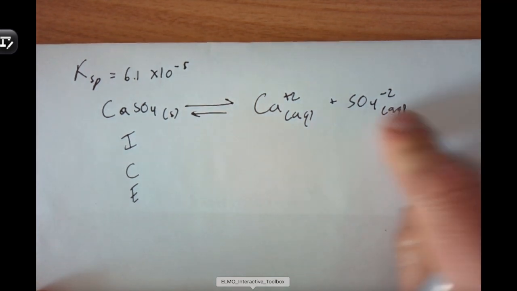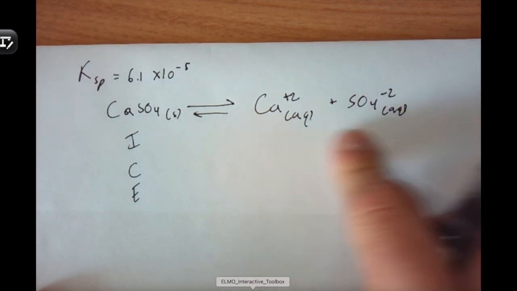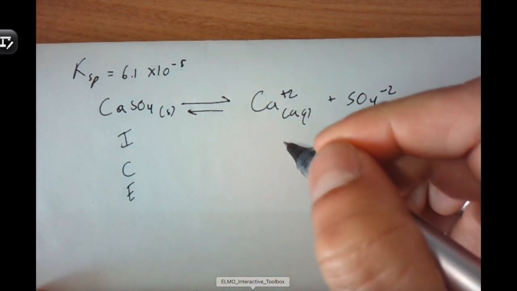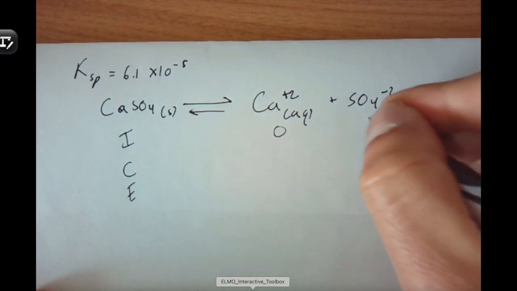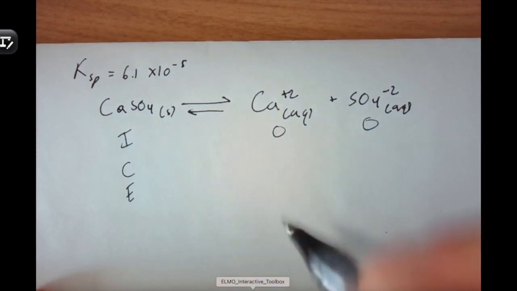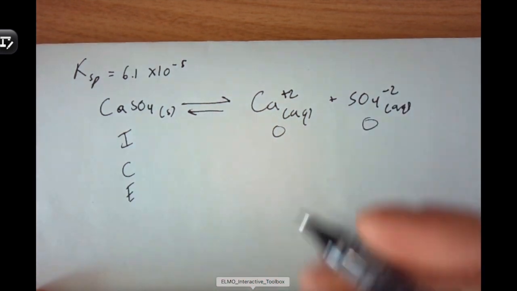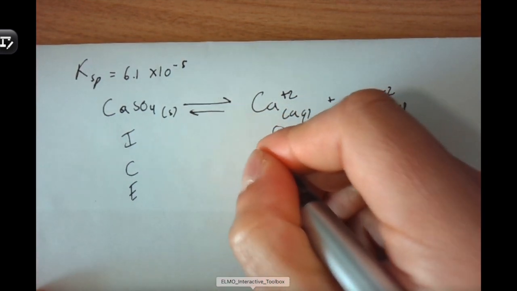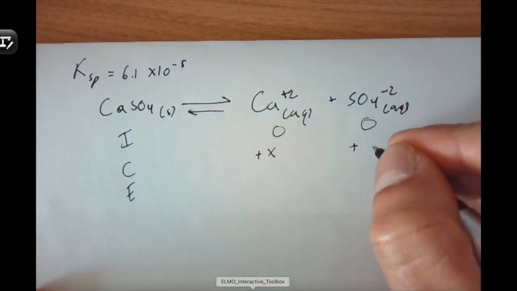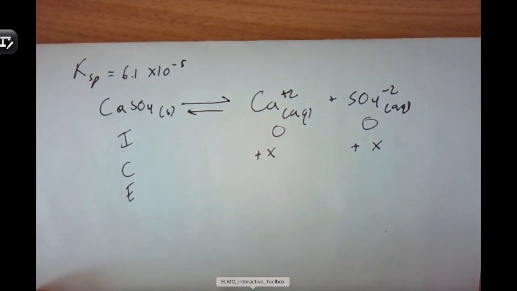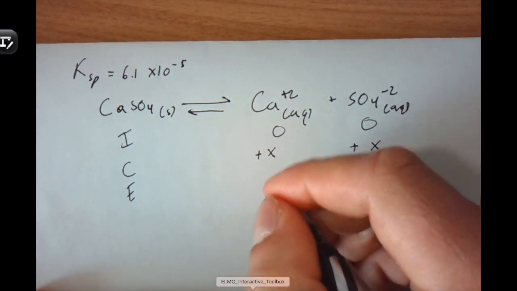Here, though, I'm imagining this is at the very beginning as this gets dissolved. The initial amounts would be 0. I would make this product and this one too. It has a 1:1 ratio. So it's a plus x and a plus x. There's no coefficients to worry about. So our equilibrium would be x and x.